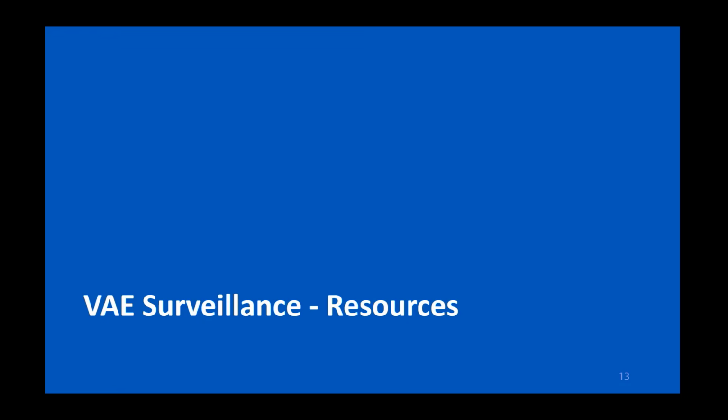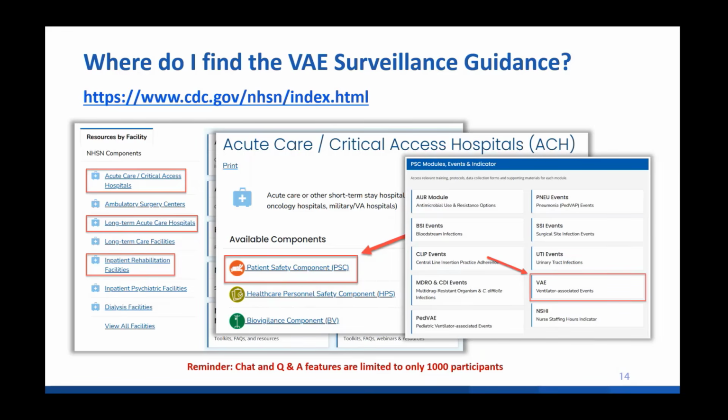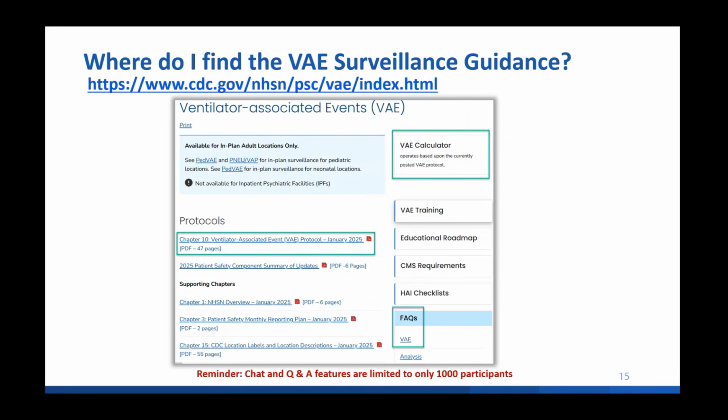In the following slides, we'll be going over some resources to aid in your VAE surveillance. So where can you find VAE surveillance guidance? On NHSN's webpage, you can navigate to your facility type, and from there you can select the patient safety component and then select VAE under patient safety component modules. On the VAE webpage, you'll find hyperlinks for the protocol, the VAE calculator, and the VAE FAQ page, among some other resources as well.